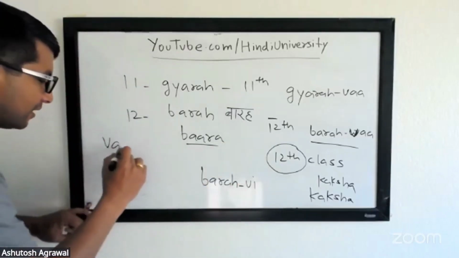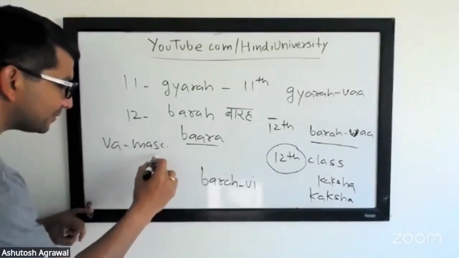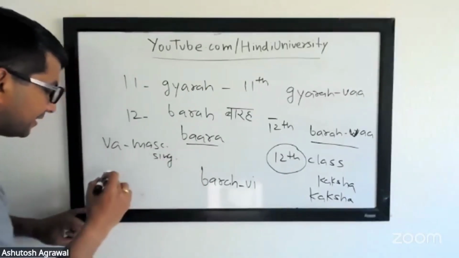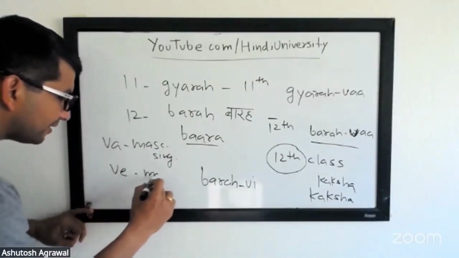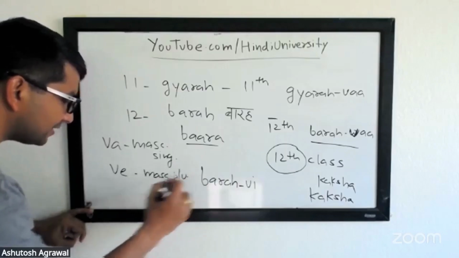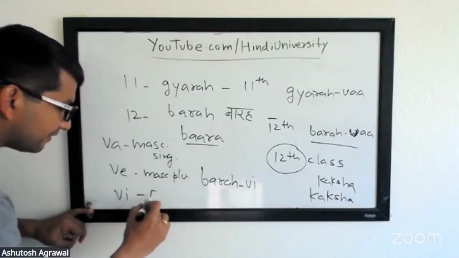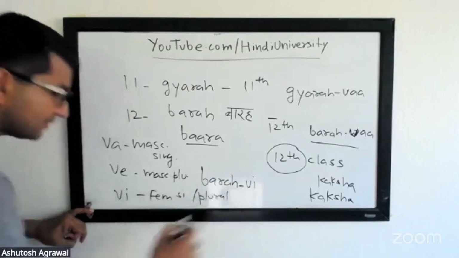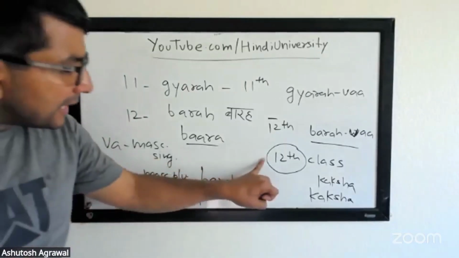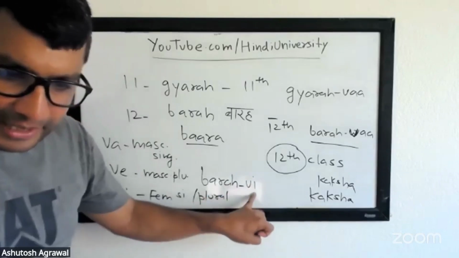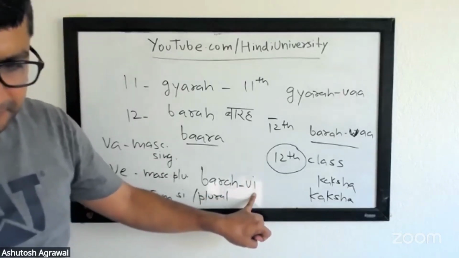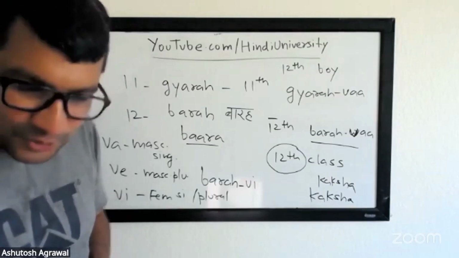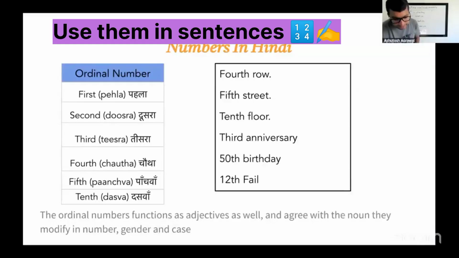Right? So it's just simple. Va for masculine singular. Ve for masculine plural. And vi for feminine singular and plural. So 12th class is Bahra, you're ending it with vi. Baharvi Kaksha. 12th boy. Beautiful. Barwa ladka. Use them in sentences, right? It will be easier for you to remember that way, okay?